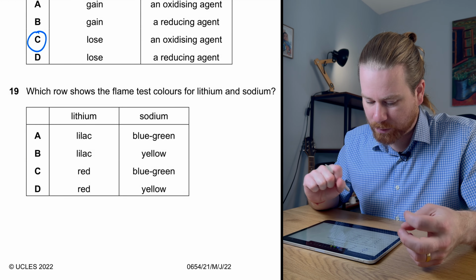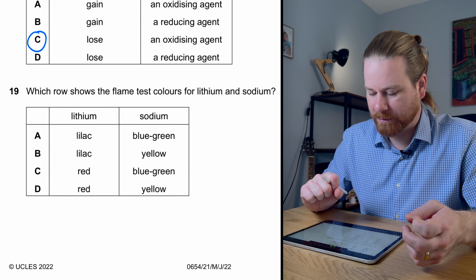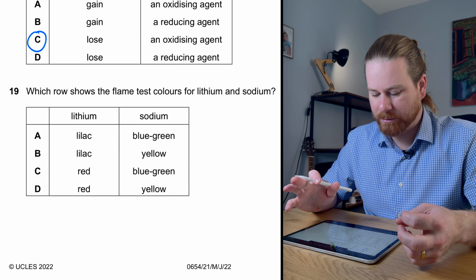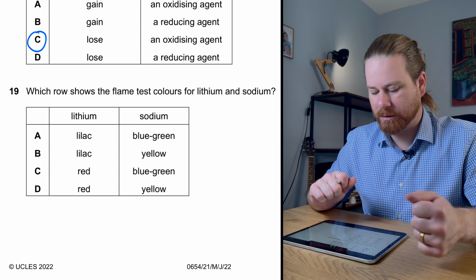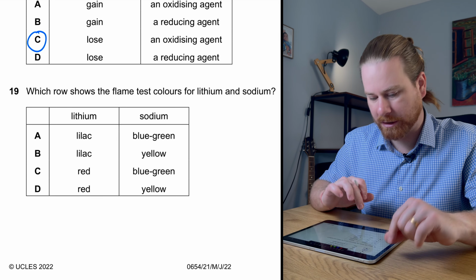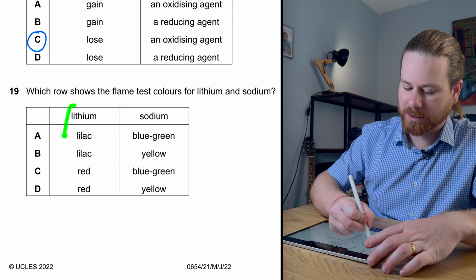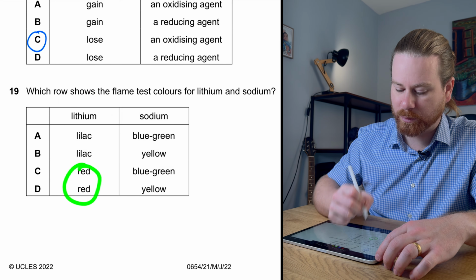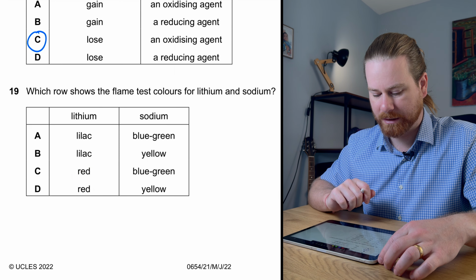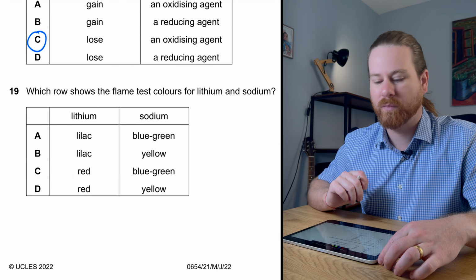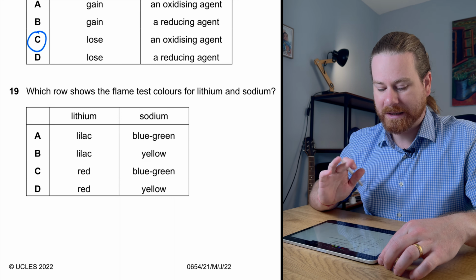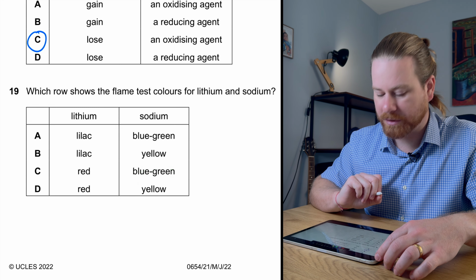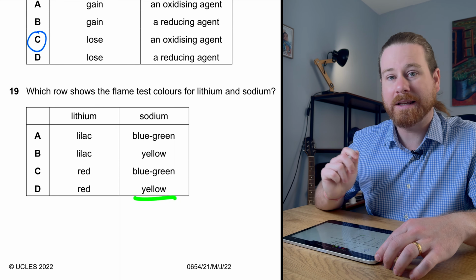Right, so number 19, which row shows the flame test colors for lithium and sodium? For this one, we've got a few bonus colors chucked in that aren't at all correct. So this does help us out. We can just look at lithium first of all. If we can remember that lithium is red, we can eliminate A and B straight away because lilac is actually potassium. So it is either C or D. And then we just need to remember what sodium is. Sodium is yellow.